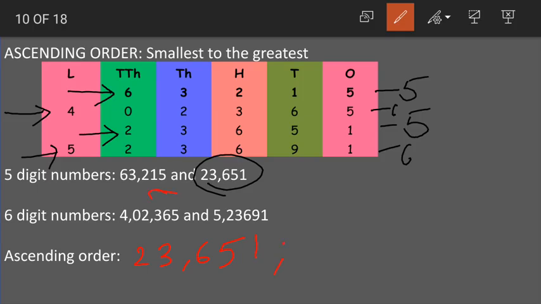Then let us write the other 5-digit number, 63,215. Why did we write this? Because after this number we have 6-digit numbers, and as we know 5-digit numbers are smaller than 6-digit numbers. Now coming to the 6-digit numbers, let us compare the digits in their highest places. 4 and 5. Which is the smaller number among these two, 4 and 5? 4. So this whole number becomes the smallest number here.